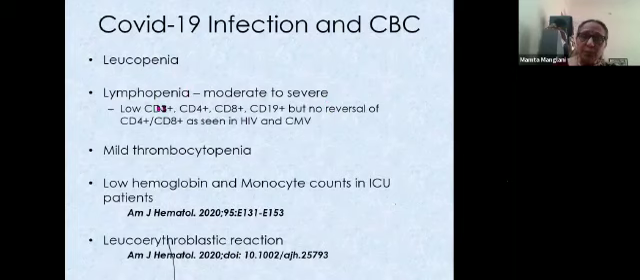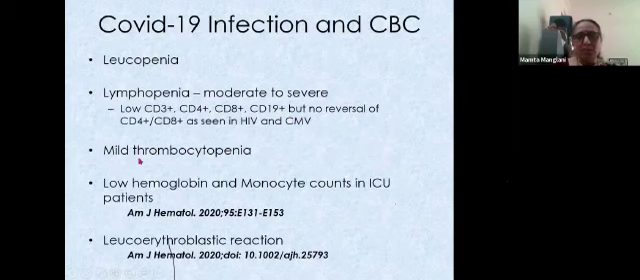Now, what are the types of lymphocytes which are reduced? If you see, all T and B cells are reduced. CD3, CD4, CD8 are T cells, CD19 is B cells. So both are reduced, but there is no reversal of CD4-CD8 ratio, which is seen in HIV and CMV infection.